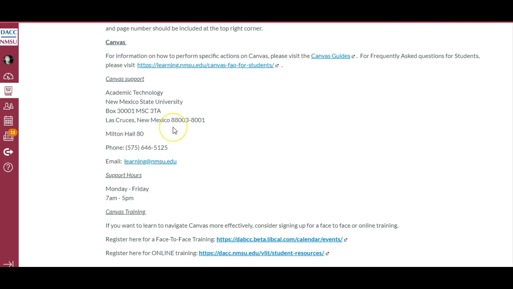And I also talk about Canvas support. Since our class has moved online, it is very, very important that you have access to Canvas and that your Canvas is working because our whole course is going to be conducted through Canvas. So if you have any issues, if you need any information, I did link the Canvas guides, which is basically a website where you can go and it shows you how to do different things on Canvas. But also, if you have any issues, you can email them or call them. And they also have Canvas training, so if you're not that familiar with Canvas, I think they're still offering it.